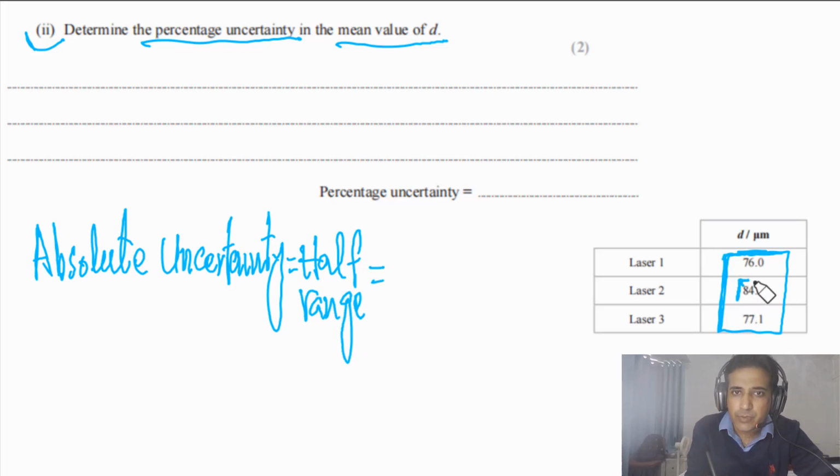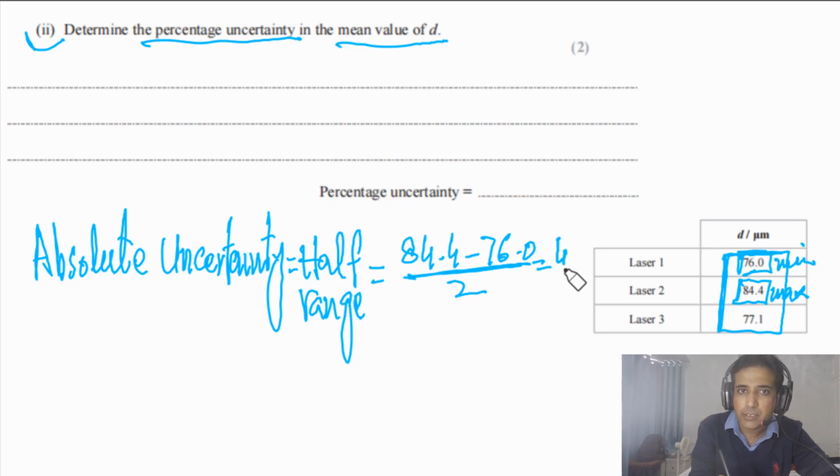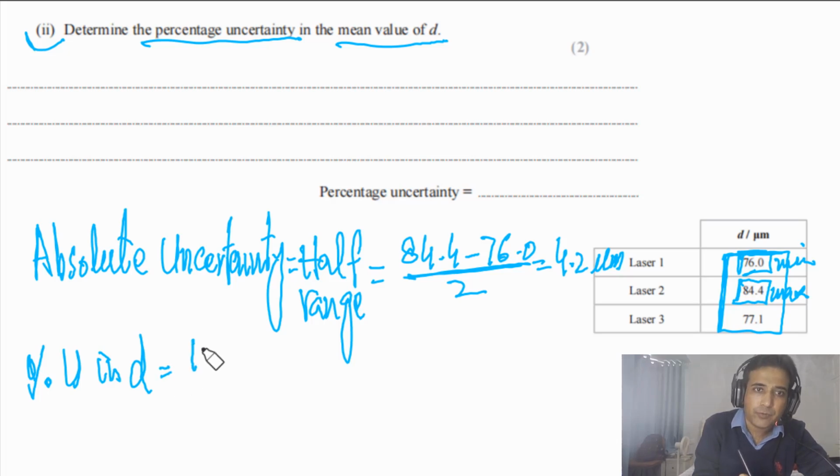In this case this one is the maximum reading and this one is the minimum reading. So we can write maximum minus minimum. This is the range, but we need to calculate the half range, so we need to divide by 2. So we will get in this case 4.2 micrometers. And in order to calculate percentage uncertainty in d, we have to use the half range, meaning the absolute value.